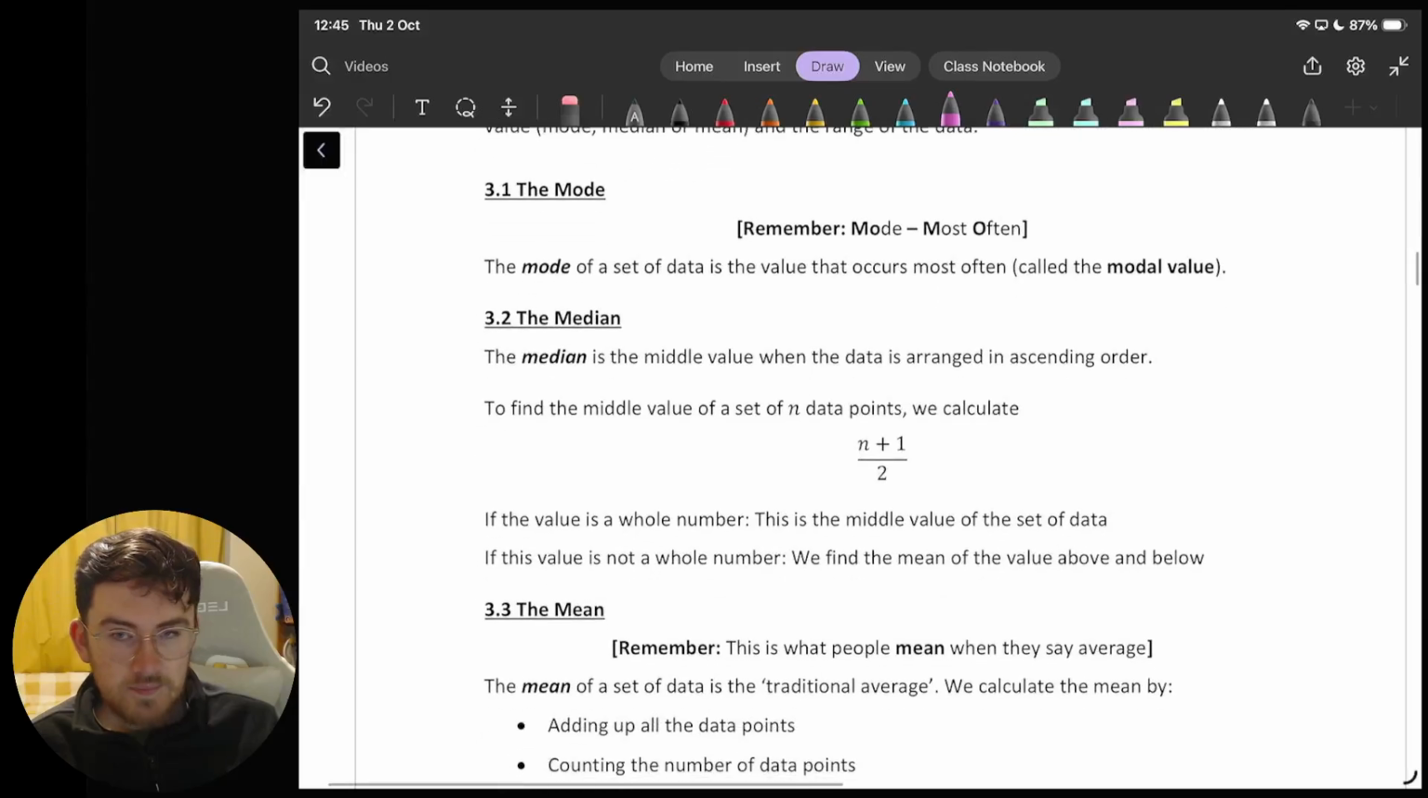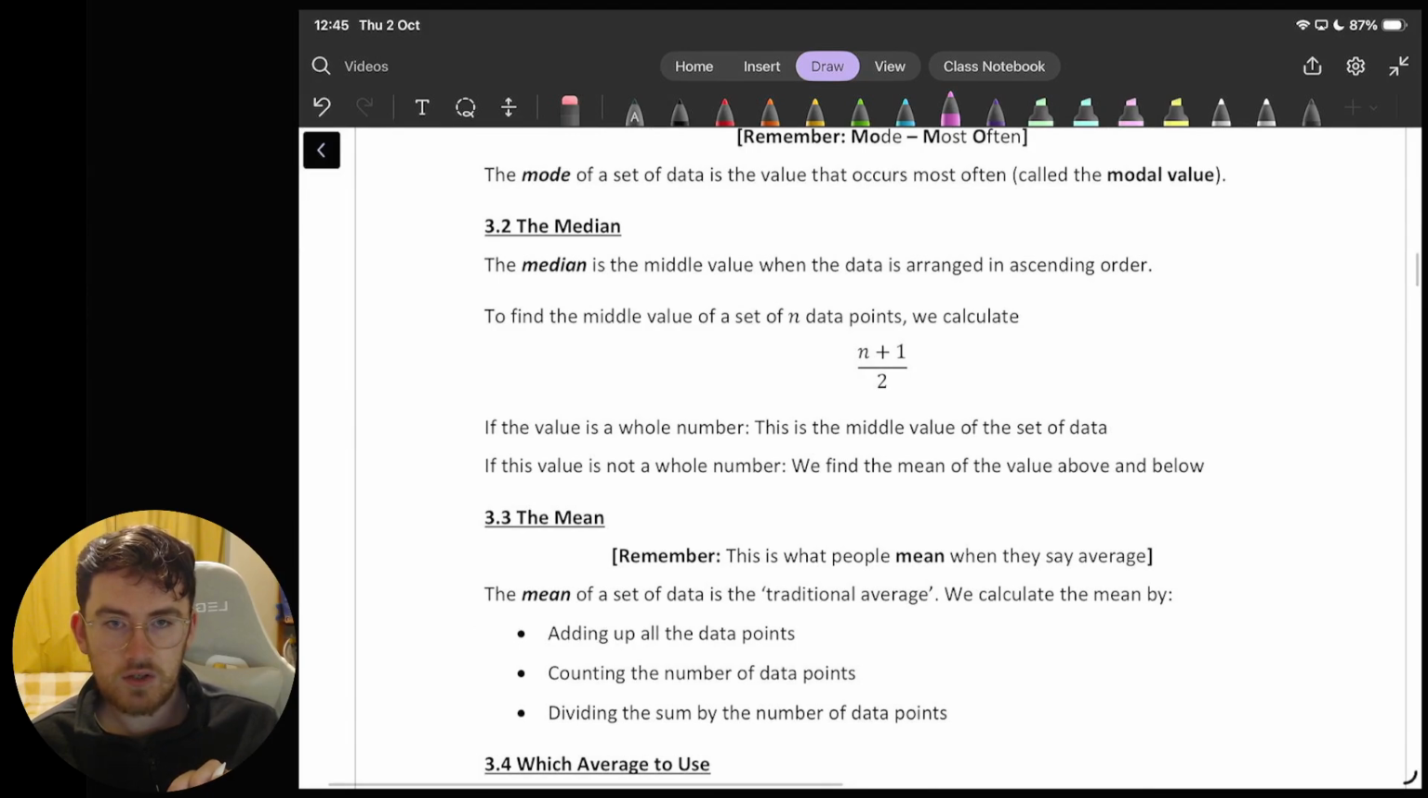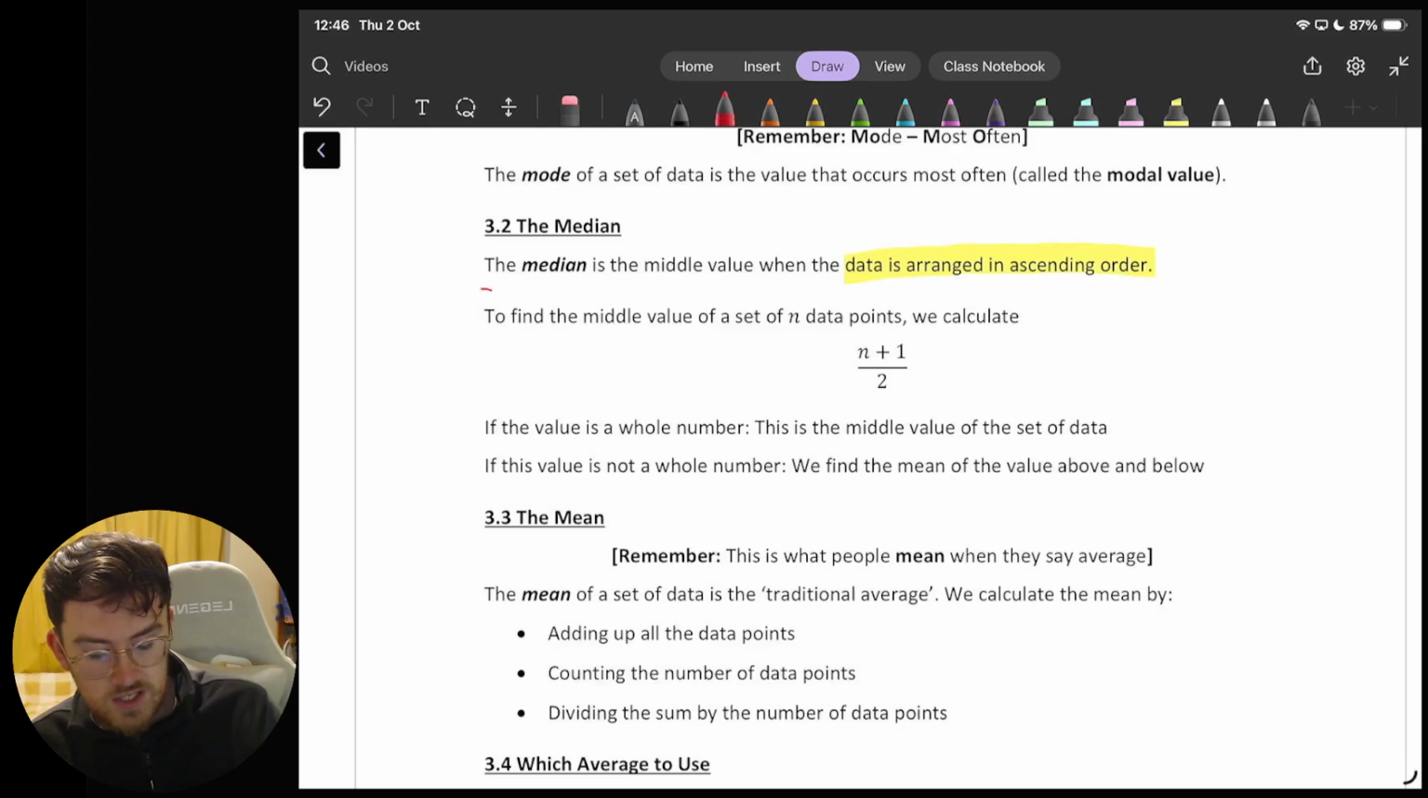The median then is another type of average we could use. The median is the middle value when the data is arranged in ascending order. So when you put your data in order from smallest to biggest, the median will be the one that's in the middle. It's important to make sure that your data is arranged in order, or else you're not calculating the median correctly. We can use a little trick in some situations to help us find the middle value. I'm just going to put a note beside this that it is going to give me the position, not the value itself.